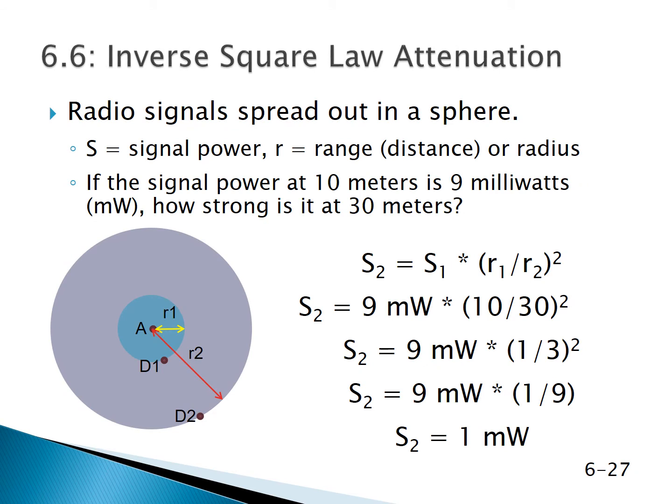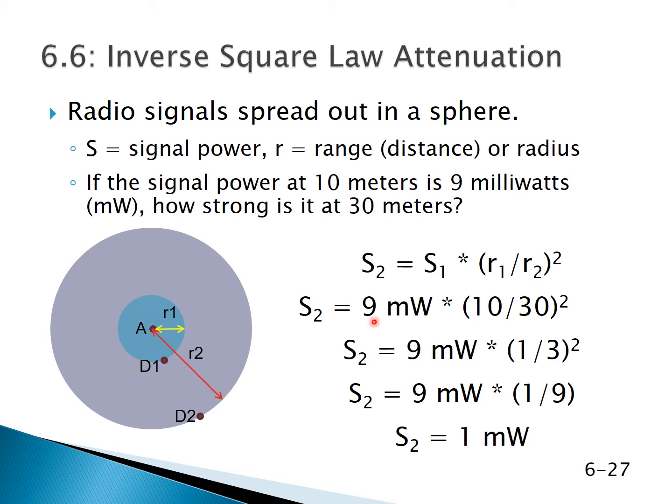Suppose S is the signal power and R is the range, or radius, right? Say if you are 10 meters away from the access point, then the signal power is 9 milliwatts. Then how strong is it at 30 meters? Let's assume the signal at 30 meters is S2, and the original signal power is S1. Then we have S2 equals (R1 divided by R2) squared times the original signal, right?